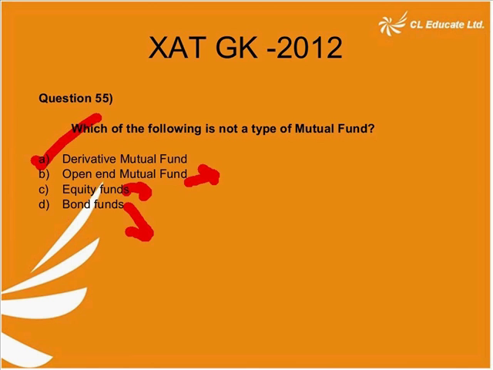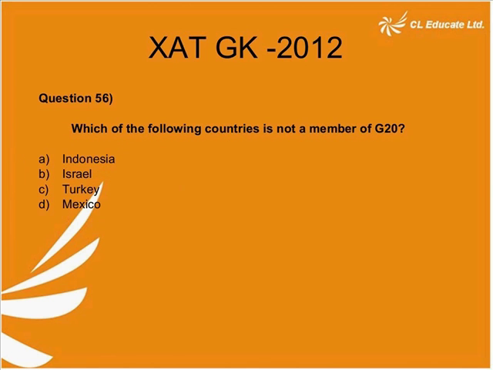Which of the following countries is not a member of G20? Be quick to answer. Mark the OMR sheet. Which of the following countries is not a member of G20 group? The correct answer is Israel.